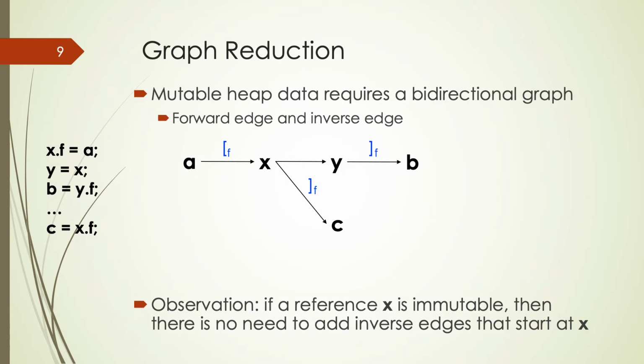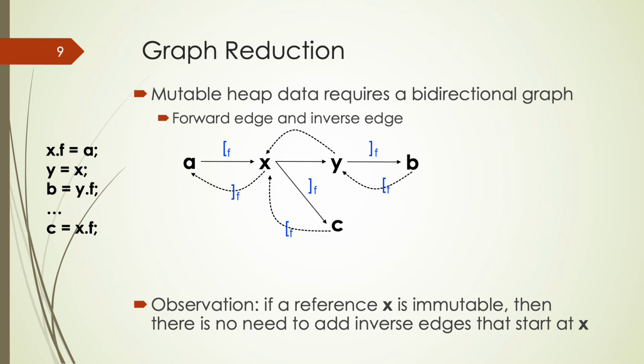Next, we discuss graph reduction. Mutable data requires a bidirectional graph. So consider the code snippet. It triggers the following forward edges. There is an edge from A to X due to the field write x.f = A. There is an edge from Y to X due to the assignment Y = X, and so on. In addition, we also have corresponding inverse edges, where each inverse edge reverses the direction of flow and the annotation. For example, in the inverse edge from X to A, the field write annotation becomes a field read annotation.